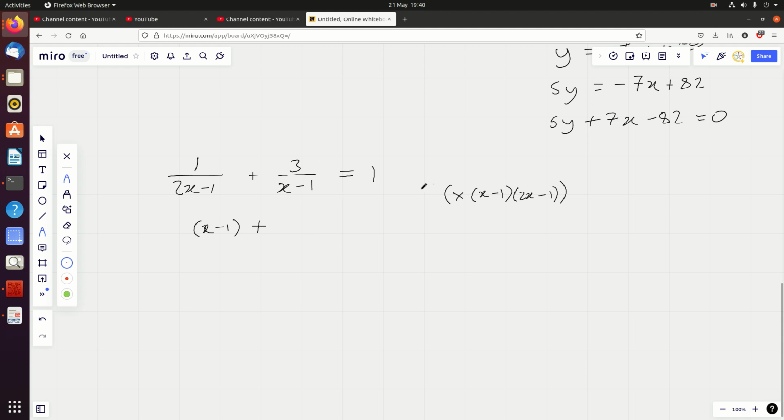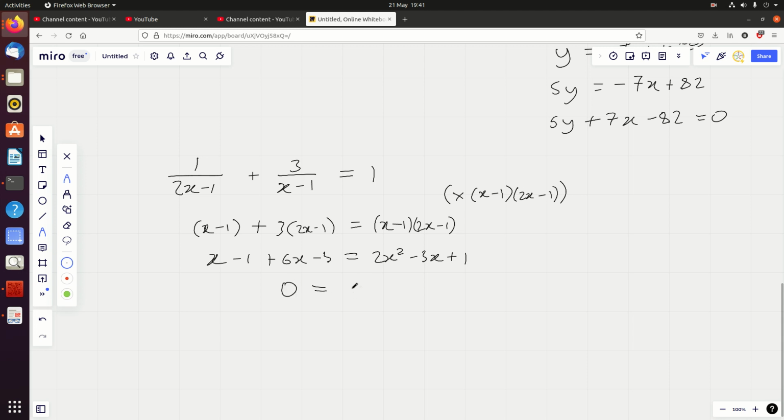If we times this by x minus 1, 2x minus 1, we're going to be left with 3, 2x minus 1. And then on this side, we're going to be left with x minus 1, 2x minus 1. Now really here you've got no choice. You're going to have to expand the brackets. So that's what we're going to do. And here we're going to get 2x squared minus 2x minus x, which is minus 3x plus 1.